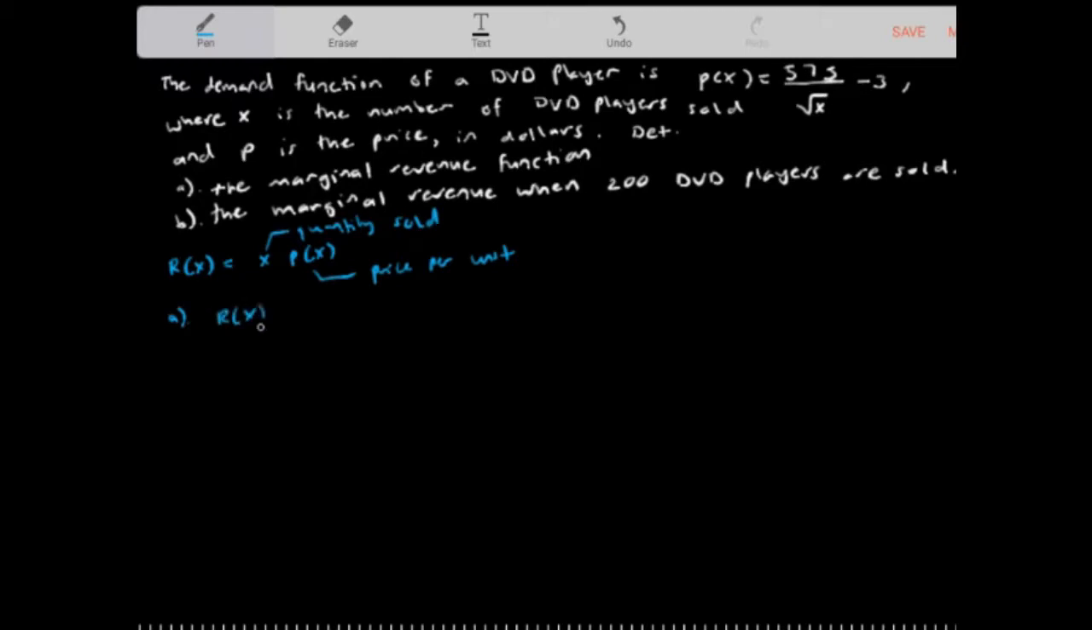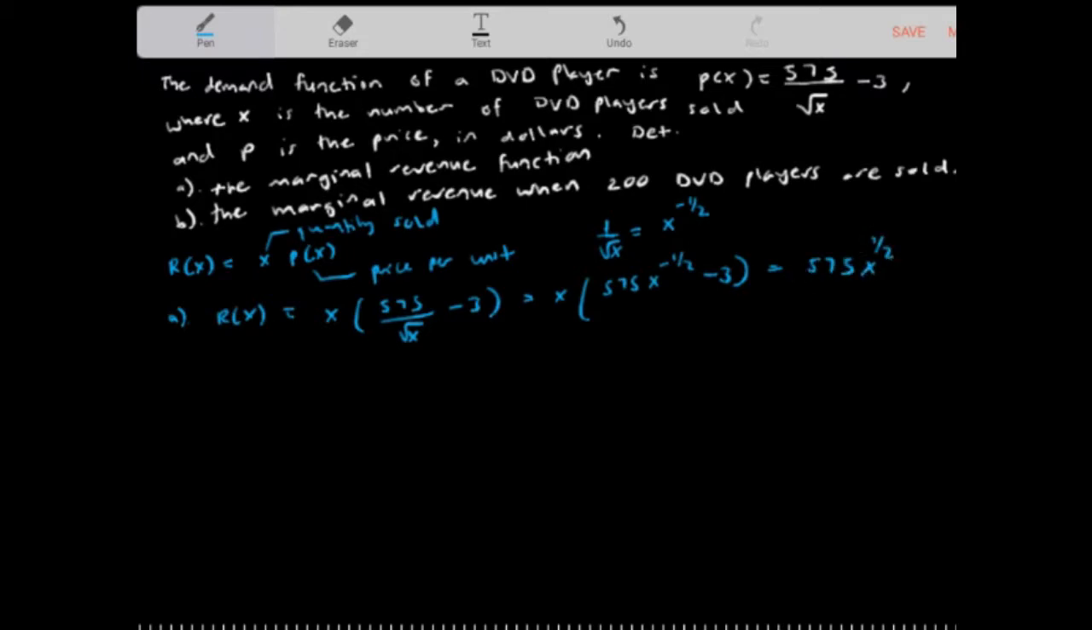So the revenue function here is X times P of X, or the demand function, 575 over square root X minus 3. Now you can write this another way. If you wanted to purely use exponents, 1 over square root X can be written as X to the power negative 1/2, right? So you can write this as X times 575 X to the power negative 1/2 minus 3, and then I'm going to distribute the X to all of these terms on the inside. So what you're going to get here is 575 X to the power 1/2 minus 3X, right? So that's our revenue function.